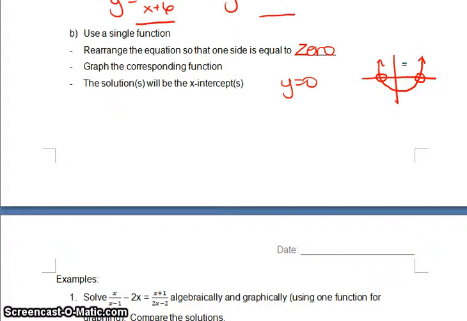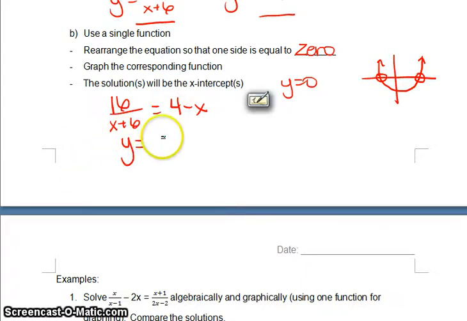So let's use that same example there. So here we had 16 over x plus 6 is equal to 4 minus x. If we move it all to one side, and I'm going to set this one equal to 0. My graphing calculator, I need to have it y is equal to. If your graphing calculator will graph 0 is equal to, say, 16 over x minus 4 plus x, that's absolutely fine. But what I need to do is, from my graphing calculator, put it in as y is equal to.